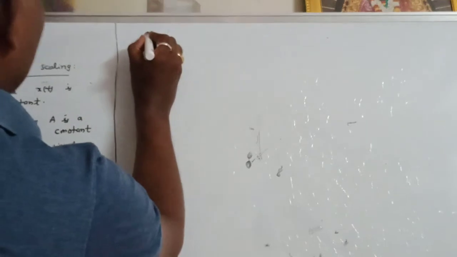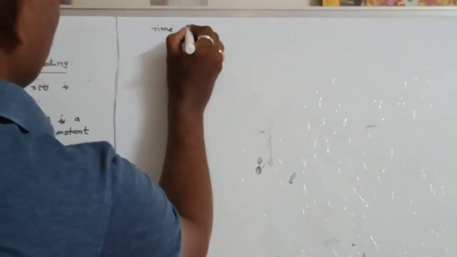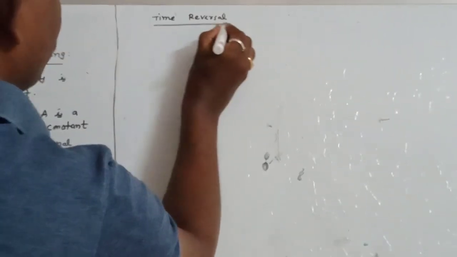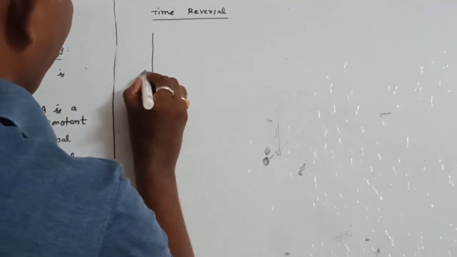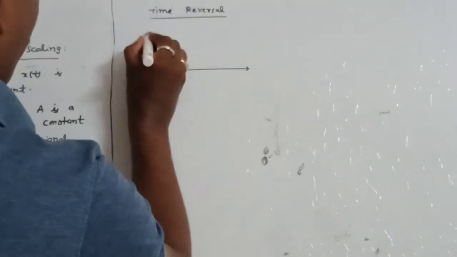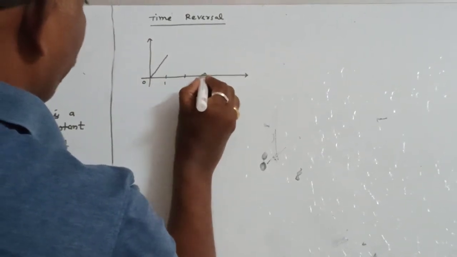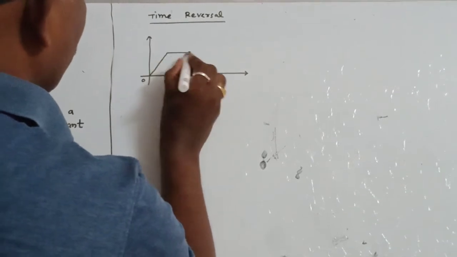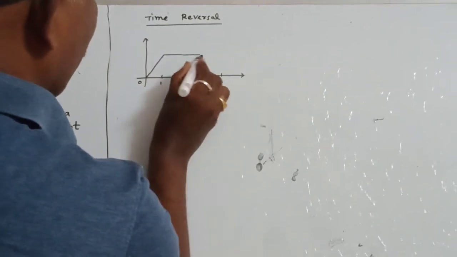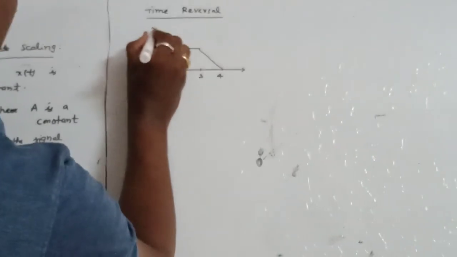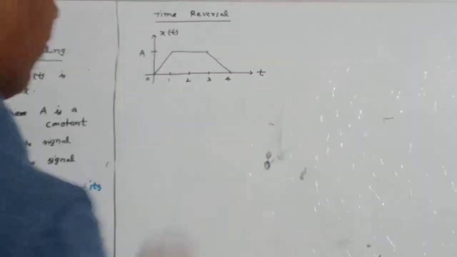So now let us discuss some problems on time reversal. Say this is the given problem. 0 to 1, 2, 3, 4, the amplitude will come in. So this amplitude is A. So this is x of t versus t. So this is the given waveform.